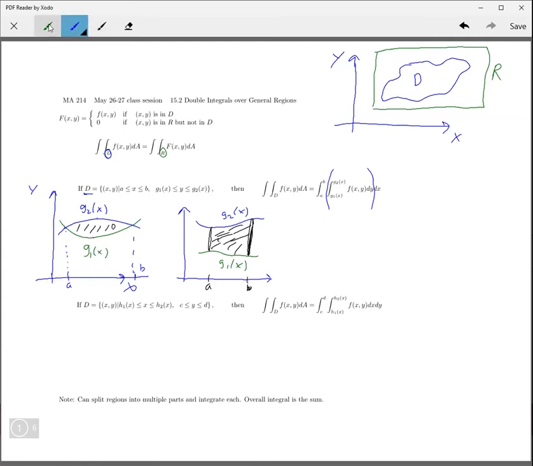Okay, this next one. If you have this kind of situation, so here you have x's between h1 of x and, hold on a second. I think I made a mistake there.